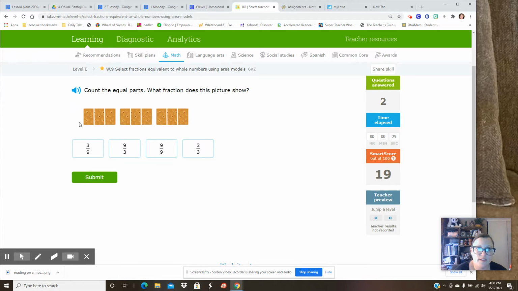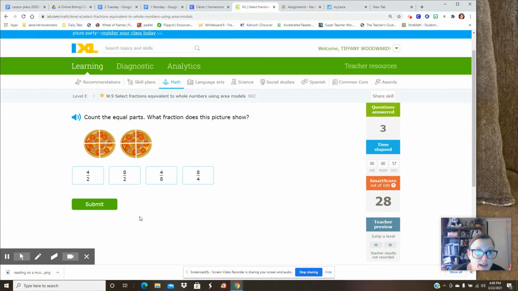All right, so now this one is 1, 2, 3. It's cut into thirds. Remember, the denominator is just how many parts are in one whole. So this is the first whole. It has 3, so it has to be this one or this one. Then your numerator is all the parts: 1, 2, 3, 4, 5, 6, 7, 8, 9. So this is 9 thirds.